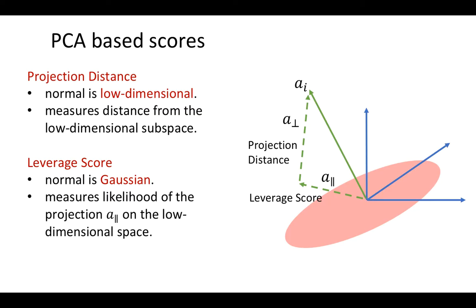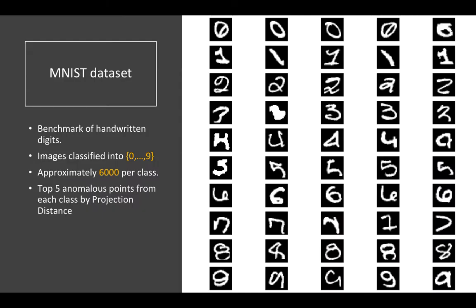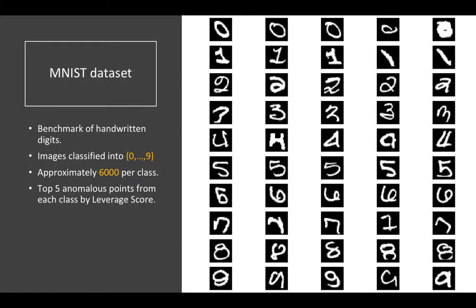What happens when we use these scores on real data? We show the top 5 anomalous scores for each digit on the popular MNIST dataset based on projection distance in this case. And here are the top 5 anomalous scores for each digit based on leverage scores.